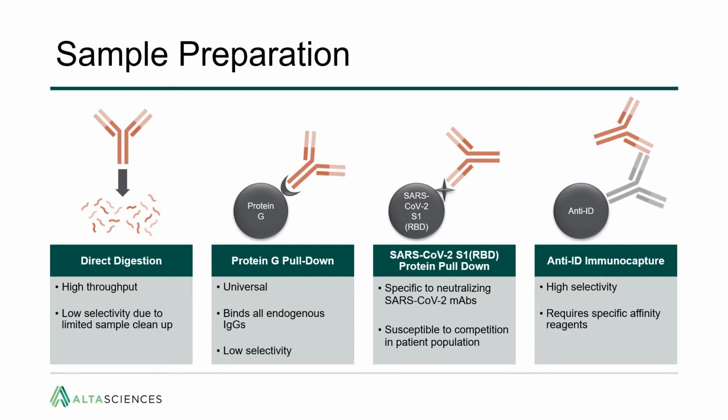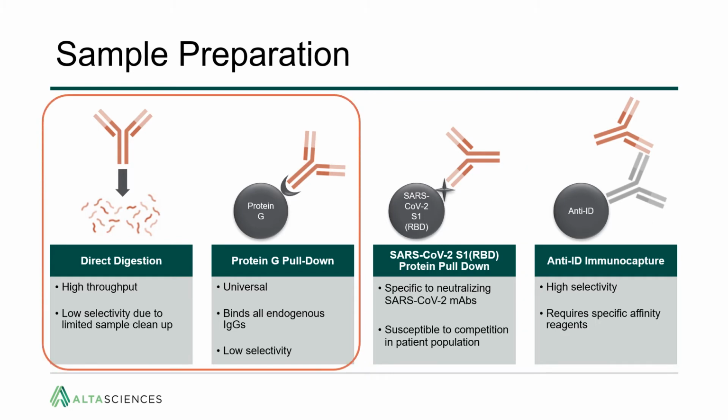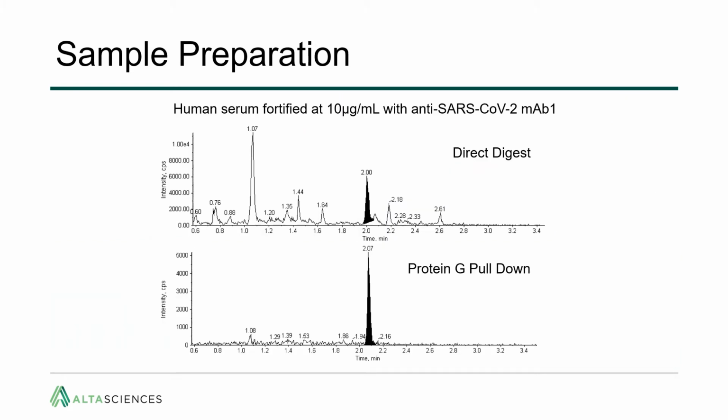The two approaches that grasped our attention were a simple protein G pull down and direct digestion, as they do not rely on complex affinity reagents. They are generic and can be applied to any neutralizing antibodies. Both sample preparation approaches were tested in parallel. Although sensitivity was comparable, protein G pull-down was definitely more selective, which simplified chromatographic separation at the same time. Protein G pull-down provided a nice balance between sensitivity and selectivity, while remaining generic and applicable to other antibodies.